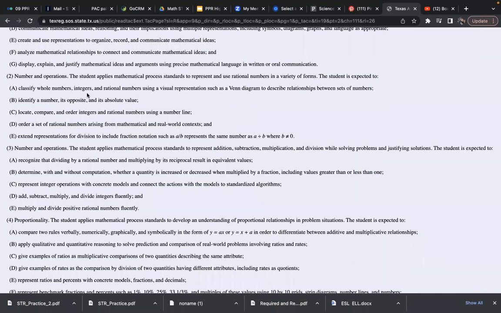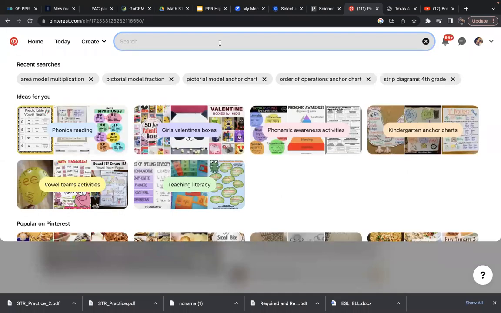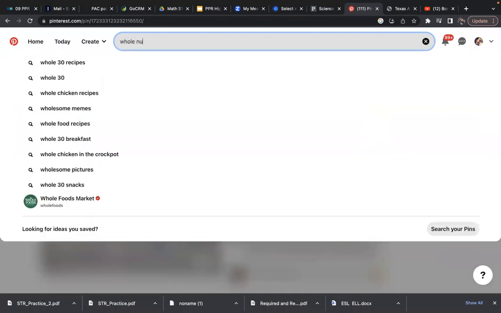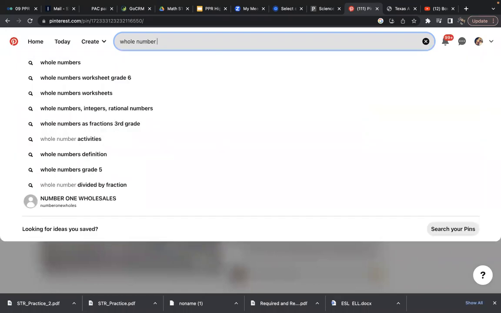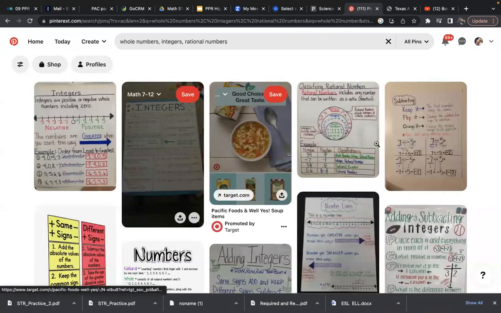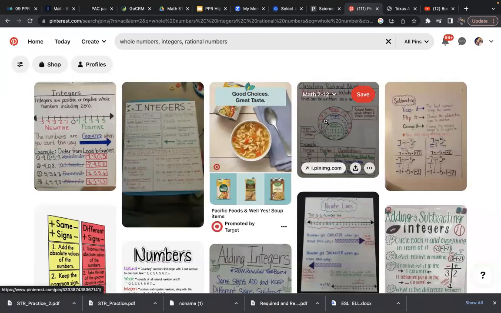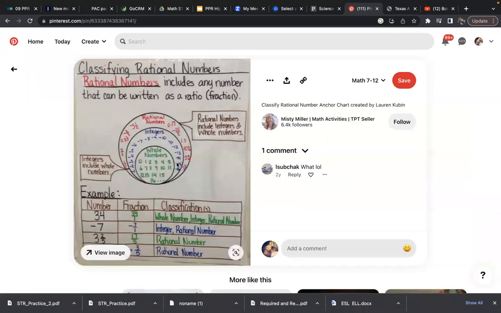Classify whole numbers, integers, and rational numbers using a visual representation such as a Venn diagram to describe the relationship between the sets of numbers. And there are so many really good ones that they provide. There are so many ways for you to do it. This is the Venn diagram that I like best.